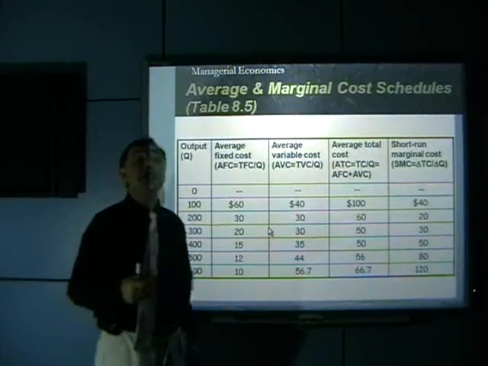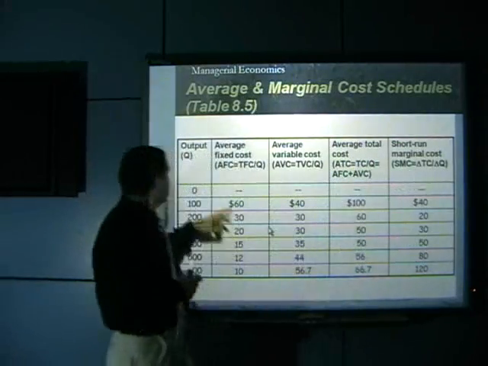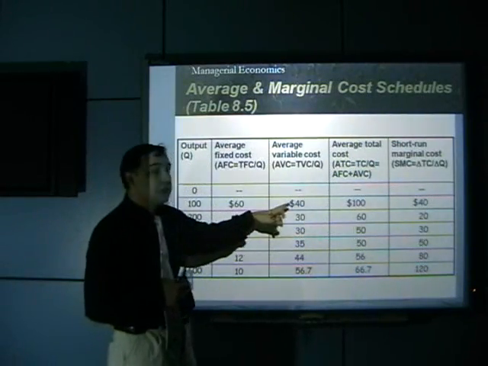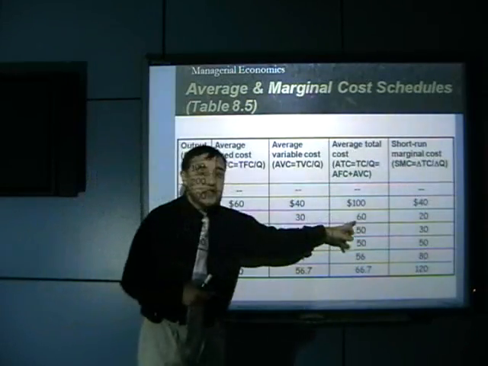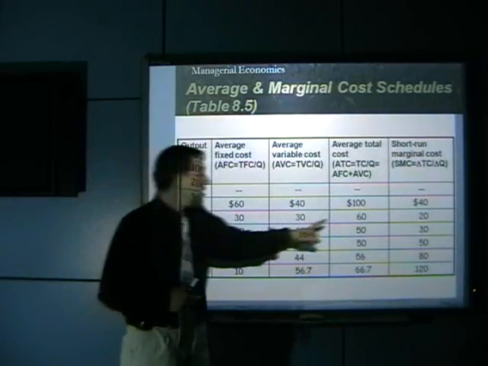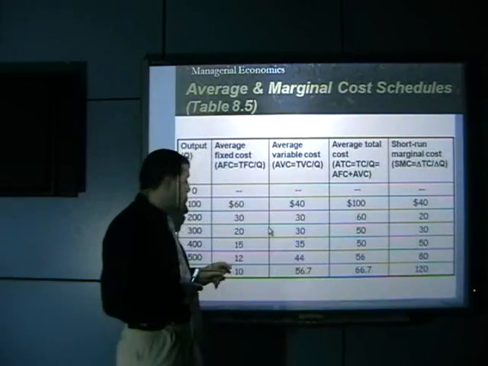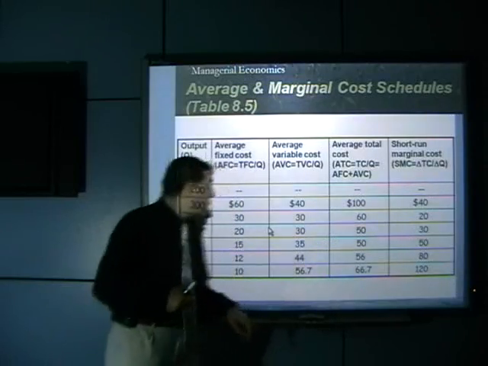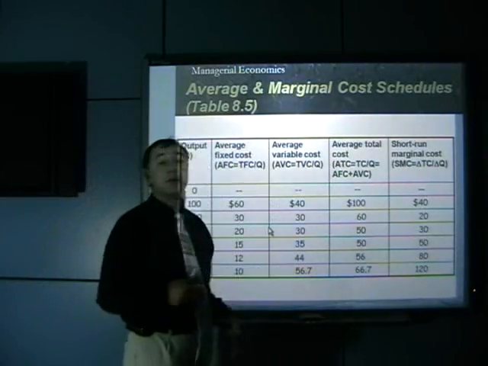Now, here's another little thing. This is the average total cost. 60 and 40 is 100. 30 and 30 is 60. 20 and 30 is 50. All right? 15 and 35 is 50 again. 12 and 44 is 55. In other words, you add up the average fixed cost and the average variable cost.